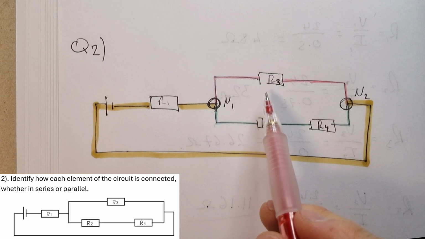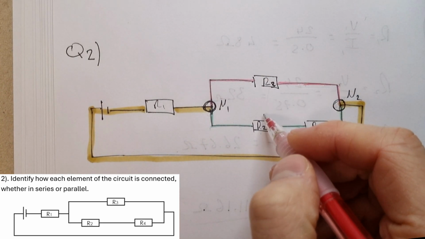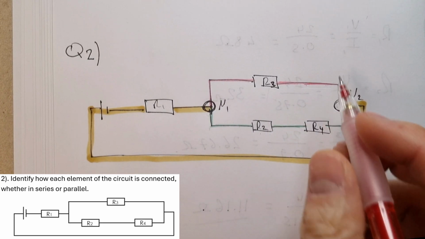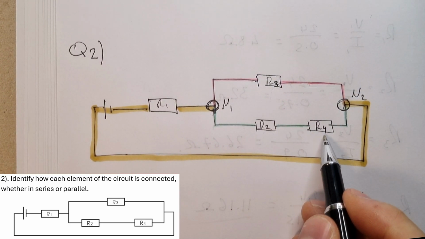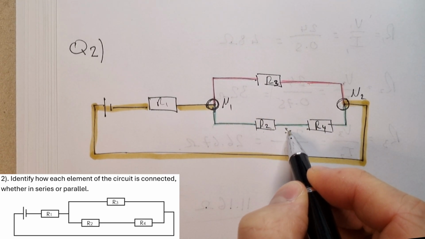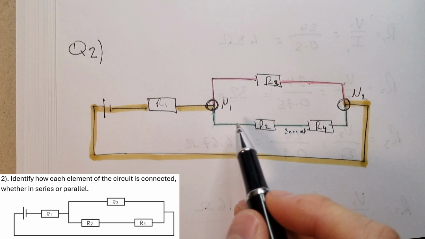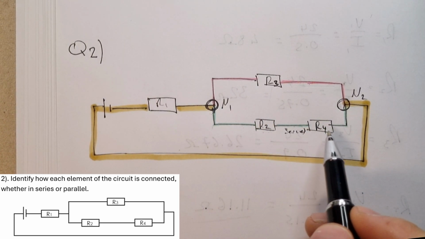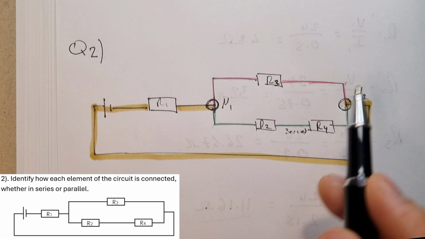Okay. Now, the bit that students often get confused about, they think, is it R3 and R2? Is it R3 and R4? No. Remember, because R2 and R4 are now in series on the same branch, they are in series with each other, and we would have to add them together, and we would have to treat the total resistance of the green branch in parallel with the total resistance of the red branch.